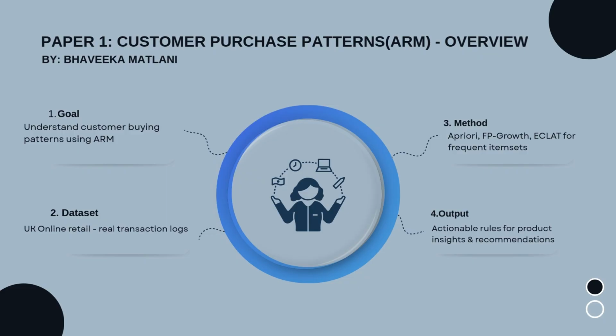The first paper I looked at focuses on customer purchase behavior. It uses a real UK online retail dataset, and the idea is to find which products tend to be purchased together. The author applies the classic ARM algorithms Apriori, FP-growth, and ECLAT, and the goal is pretty straightforward. Discover buying patterns that can support bundling, promotions, and recommendation systems.